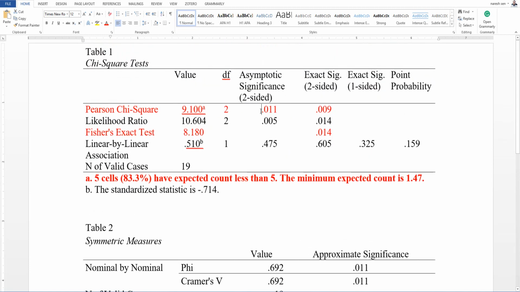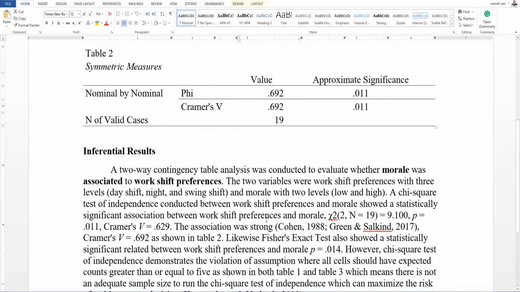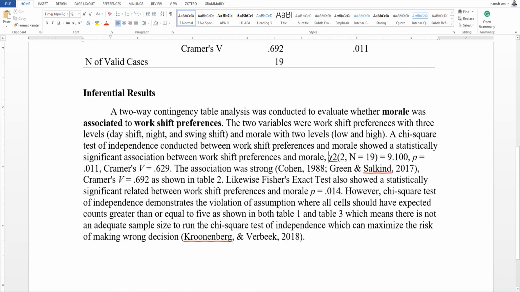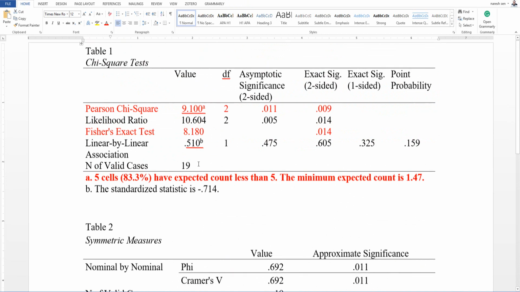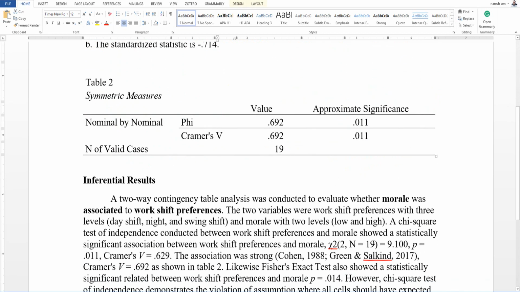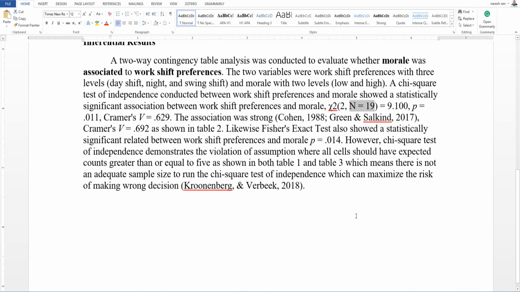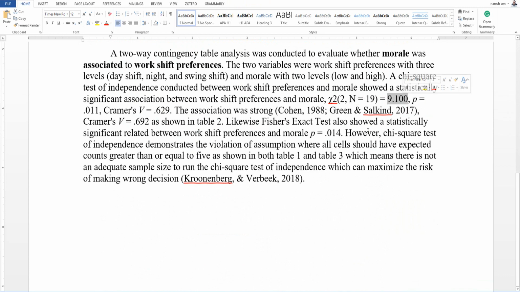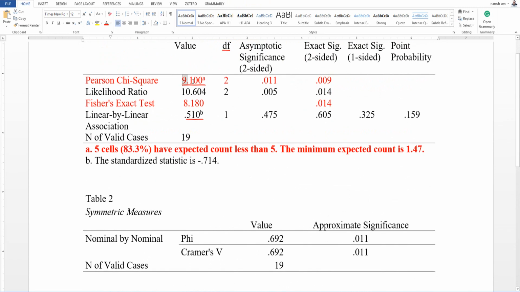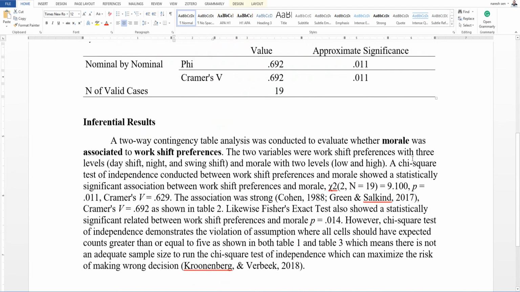It is because if we see the p-value over here, which is 0.11, that is less than 0.05, that's why it has a statistical significance. And it is presented in an equation where this sign represents the Chi-Square. This 2 comes from the degree of freedom, and this is our sample size, and this 9.100 is the chi value over here. This is what we are expressing, and our p value is 0.11.